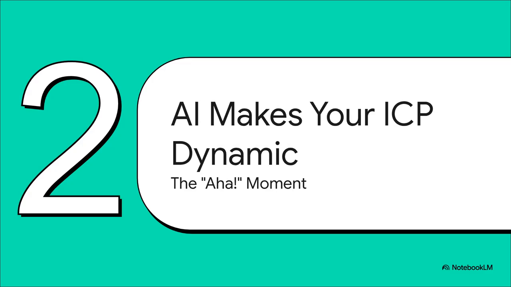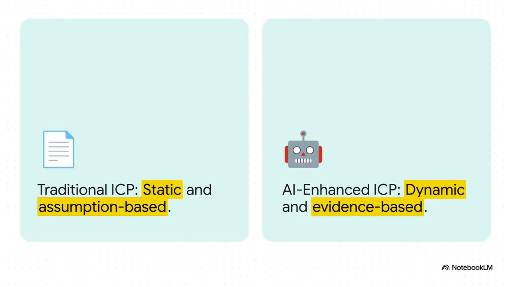But what if that snapshot could suddenly turn into a movie, a living, breathing film? This, right here, is the aha moment. This is where AI steps onto the scene and completely changes the game. This is the evolution, plain and simple. That old static snapshot gives way to a dynamic, living film. All the guesswork and assumptions get thrown out and replaced by hard, evidence-based insights. Instead of a document you maybe update once a year, you get a system that's learning in real time. And that's how you go from just being broad and general to being truly predictive.